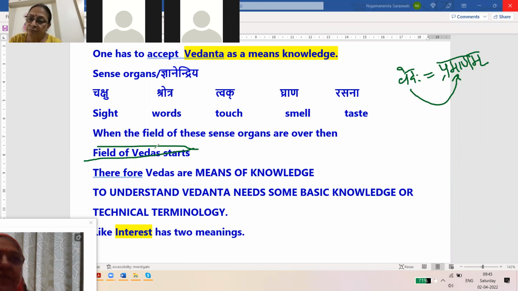I cannot see Swargaloka, then how can I say Swargaloka is there? Somebody says, I cannot see Punya Papa, how is Punya Papa there? So that's why one has to remember the definition of Pramana: one Pramana cannot interfere in another Pramana. That's why these five sense organs have no right to interfere in the Veda. That's why one should accept Veda as a Pramana.